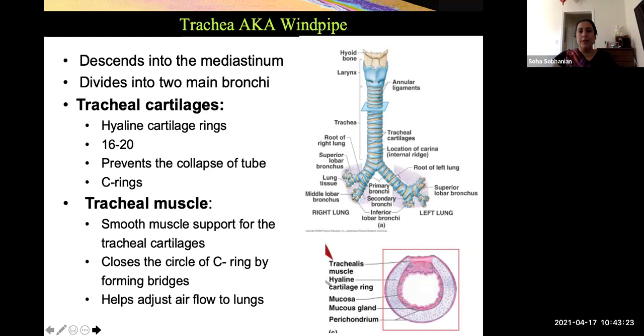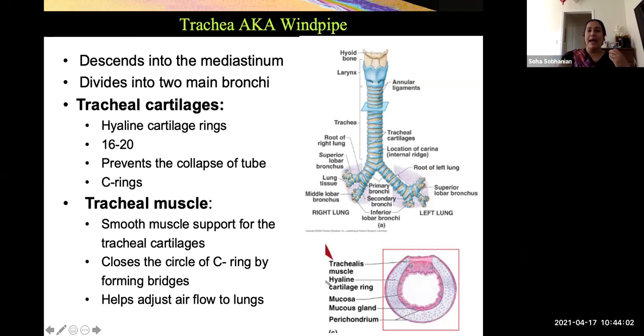Okay. So the next structure in our respiratory path is our windpipe, which is also known as the trachea. One of the most important characteristics of the trachea is that this tube always remains open, so it doesn't collapse. It's not like the esophagus, which is highly muscular, and as food passes through it, it opens up and closes to push the food through. The trachea always stays in an open position and doesn't collapse on itself.